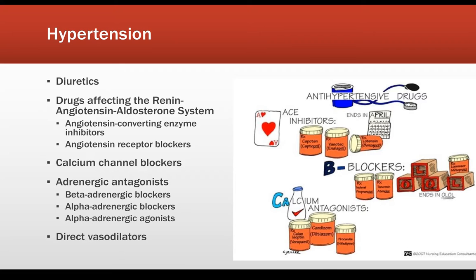Your drugs that affect the renin-angiotensin-aldosterone system are another set of drugs that you're going to see used. So in this area, I'm getting all my notes together. Your ACE inhibitors and your angiotensin II receptor blockers are what you're going to see in this category.